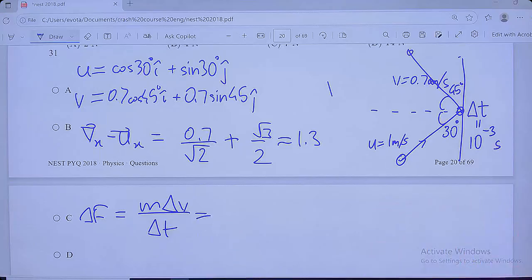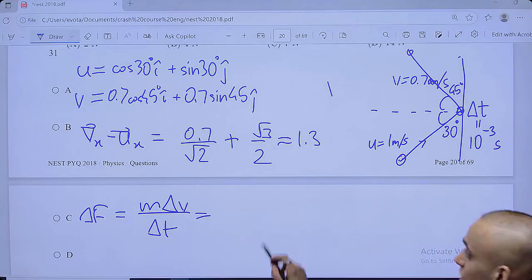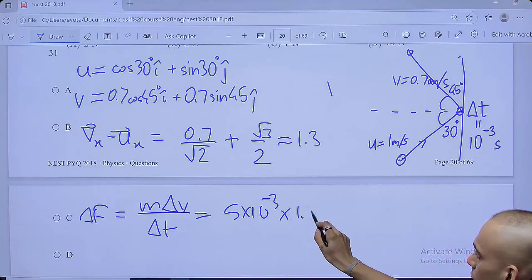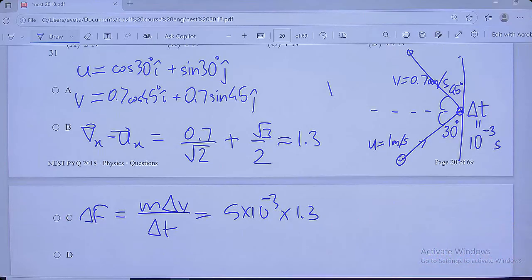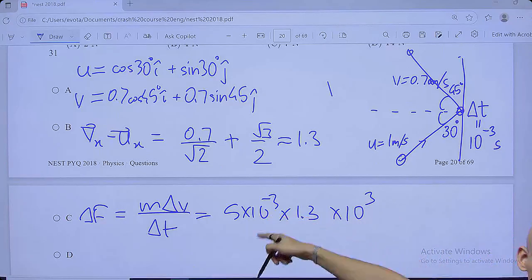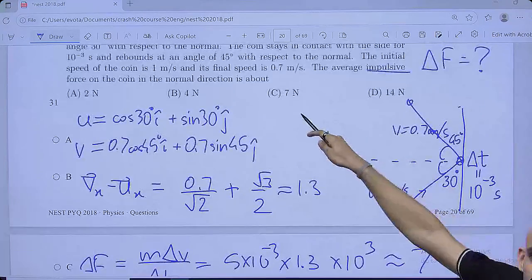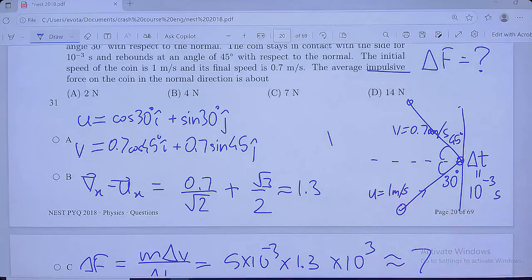So 5 grams, which is 5 into 10 power minus 3, into 1.3 is the change in velocity, into 10 power 3 will get cancelled with 10 power minus 3, and approximately the force is coming to be 7 newtons. Does 7 match any option? Yes, option C is exactly matching.